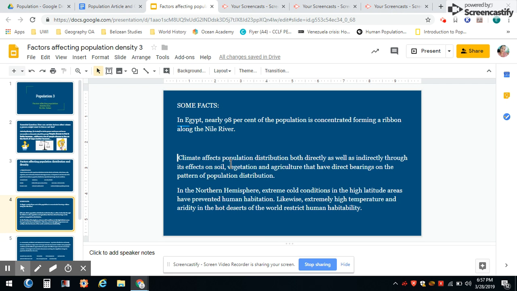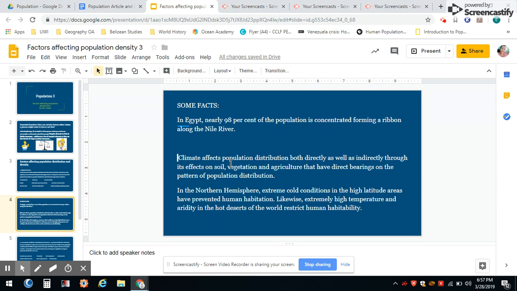Climate affects population distribution both directly as well as indirectly through its effects on soil, vegetation, and agriculture that have direct bearings on the patterns of population distribution. If you live in an area where it's very hot and dry and the soil isn't good, for example, in certain areas around Africa, then your vegetation and your agriculture might not grow. Hence, people will not want to live there.